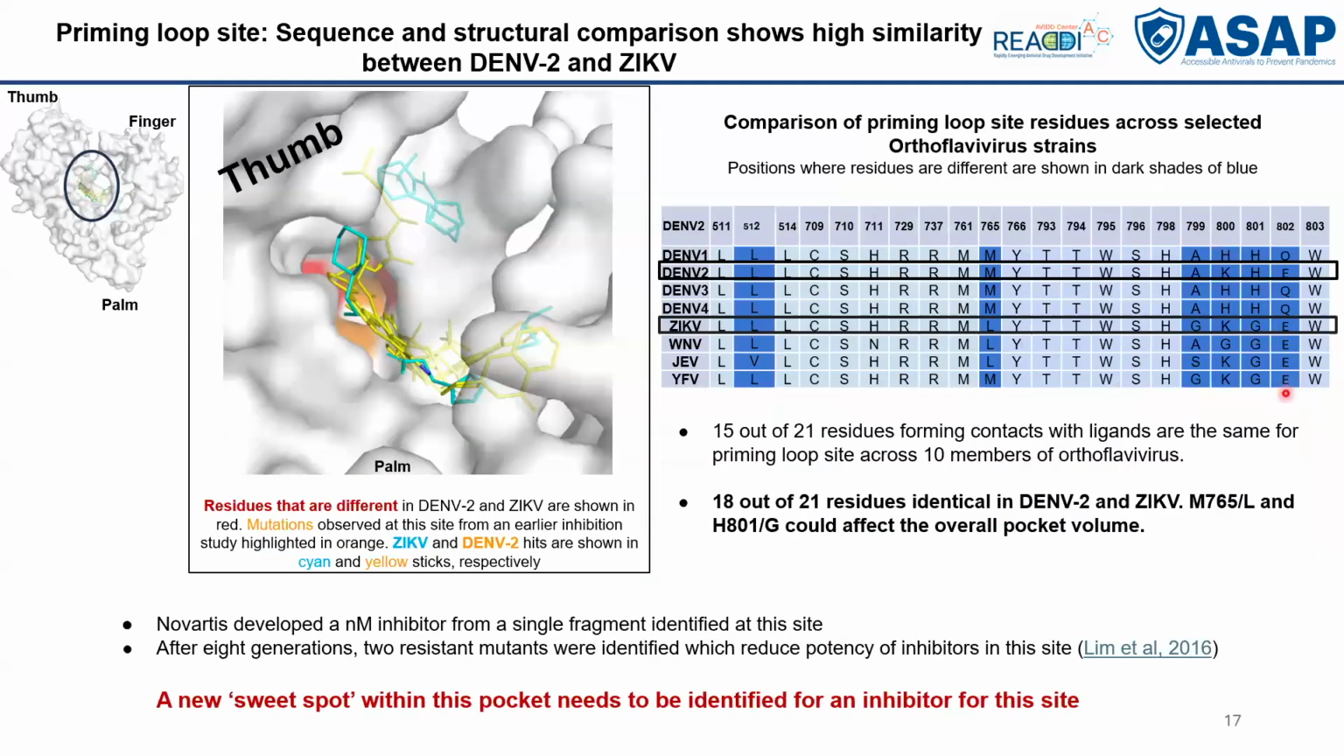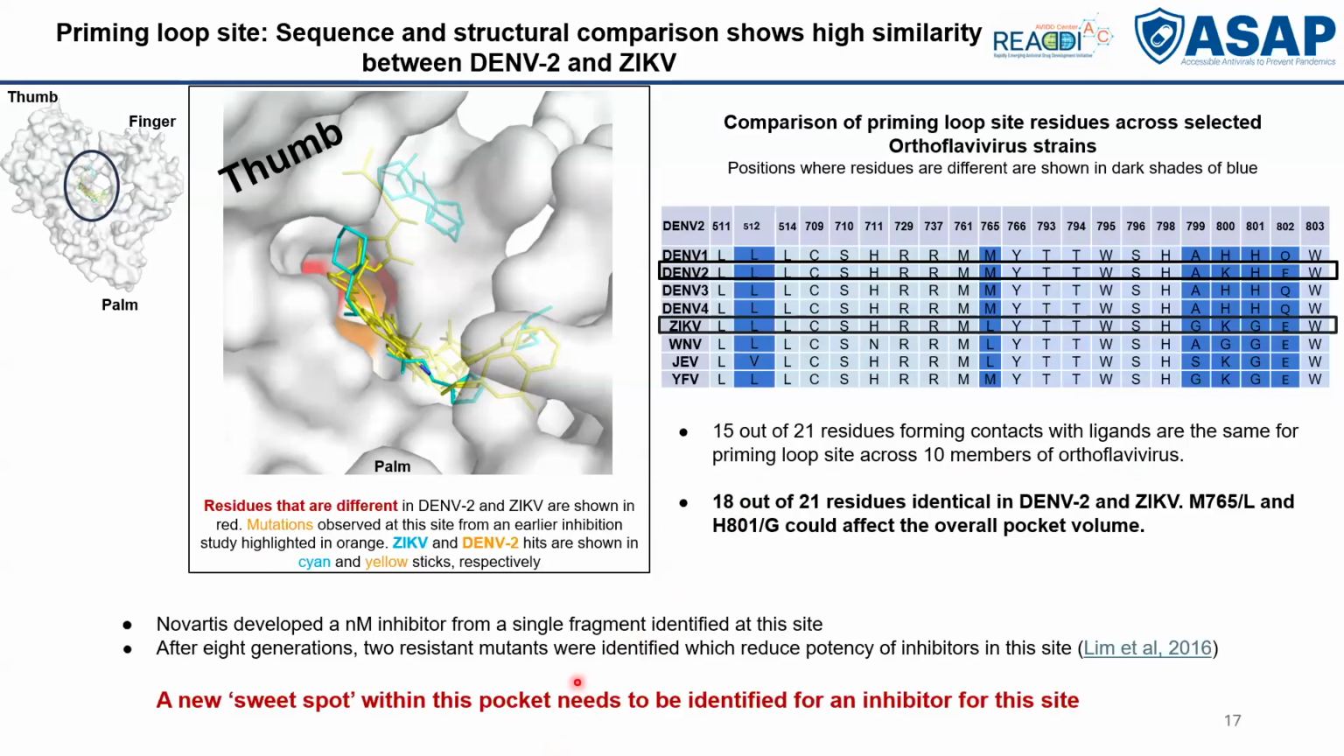Next, we checked the sequence forming the site across selected flavivirus strains, and we found that 18 out of the 21 residues are identical between dengue and Zika. The residues which are different are shown in a yellow patch here. But across the orthoflavivirus strains, 15 out of the 21 residues are conserved.